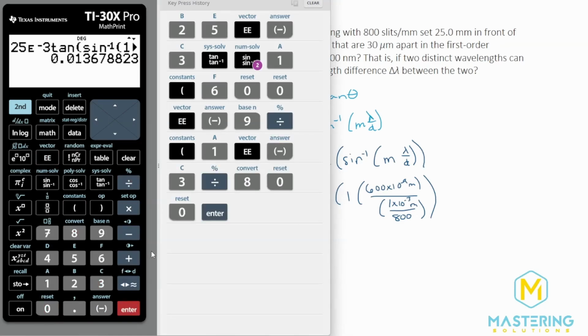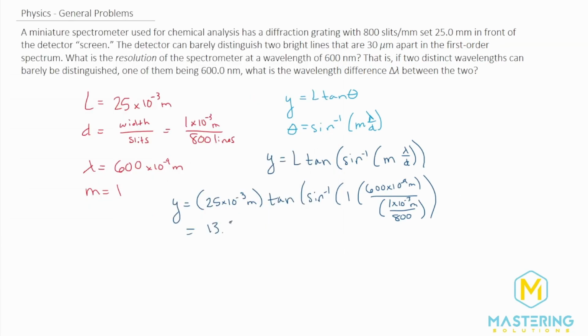Okay, that's a doozy. The answer is in meters, and we're going to go 1, 2, 3, so 13.68, so 13.68 millimeters, or times 10 to the negative 3. So that is the distance from the central max out to the first order bright fringe for this wavelength of 600 nanometers. They tell us that the distance from this out to the second line is 30 microns apart.